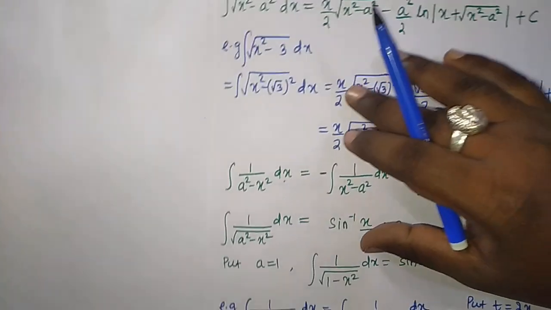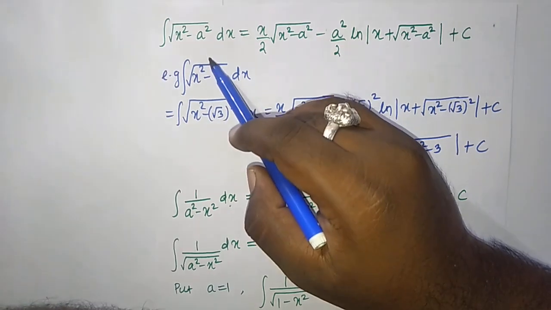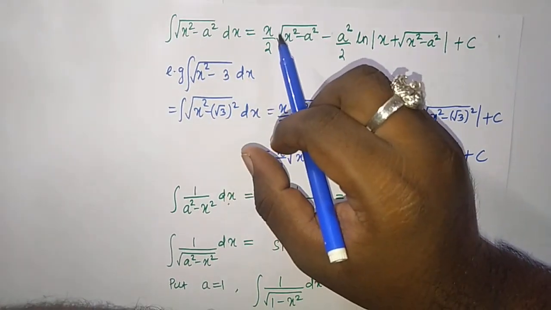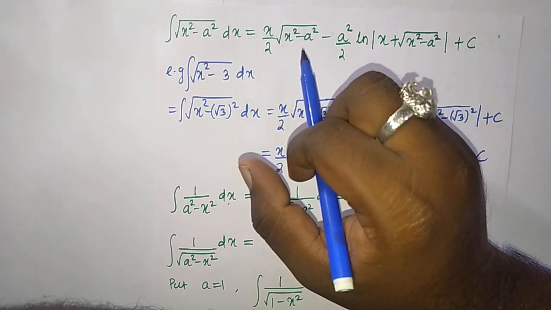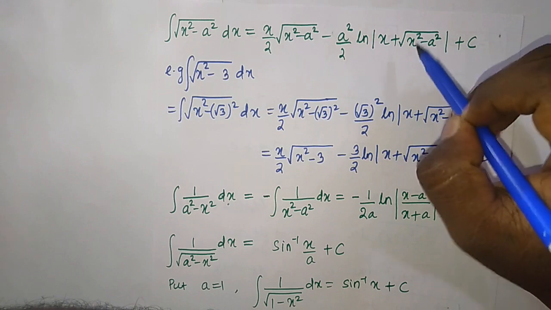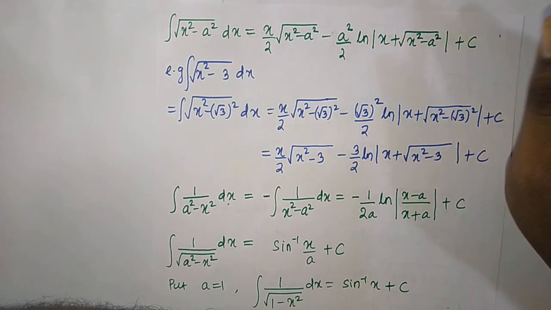Now come to another form. Here is your another form, integration of root over of x square minus a square. Integration of root over of x square minus a square is equal to x by 2 root over of x square minus a square minus a square by 2 ln modulus of x plus root over of x square minus a square plus c.